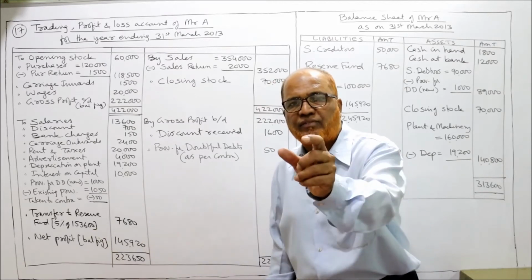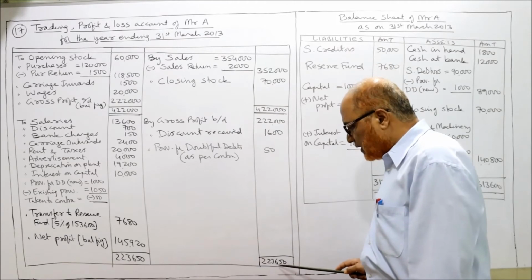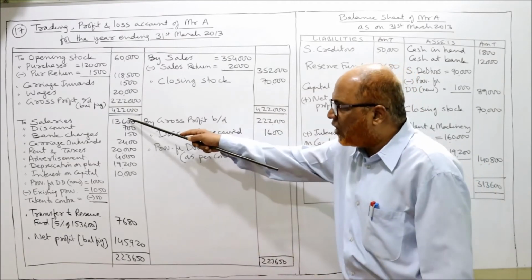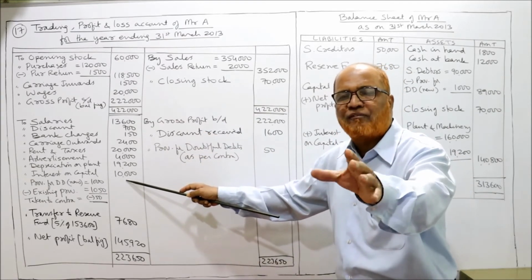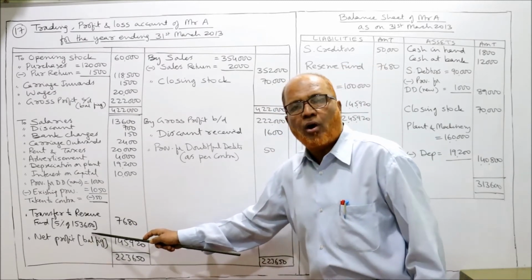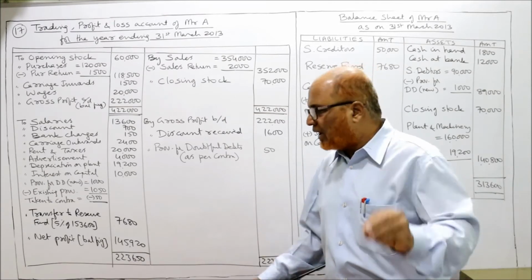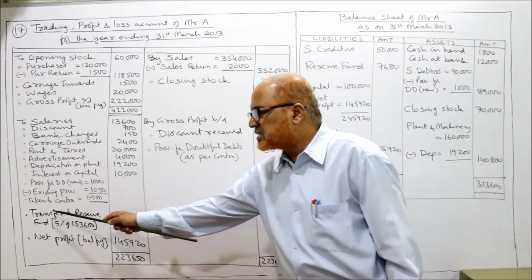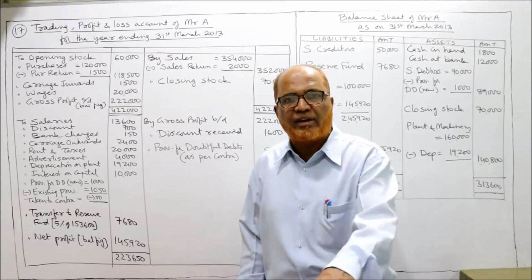How did you get 1,53,600? Take the calculator. Take the total of the credit side, 2,23,650, and go on subtracting all debit items one by one. You are going to get net profit before transfer to reserve fund 1,53,600. On this 1,53,600, calculate 5%. It comes to 7,680. So 7,680 is the amount transferred to reserve fund given in the adjustment.